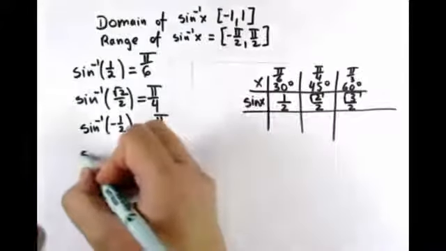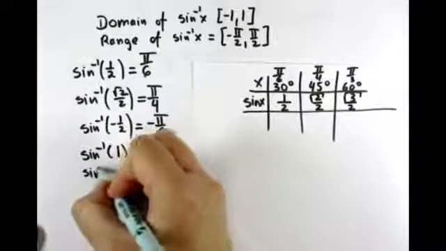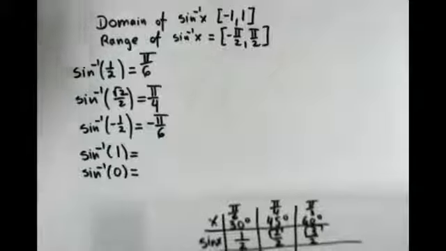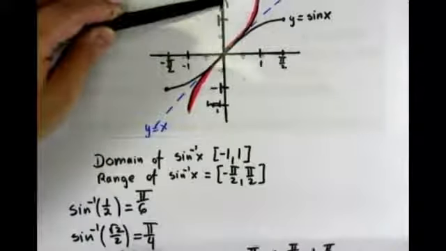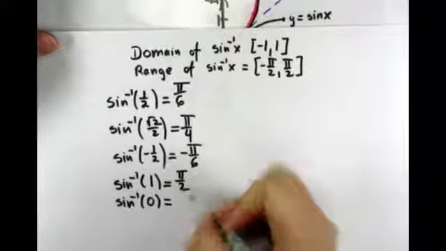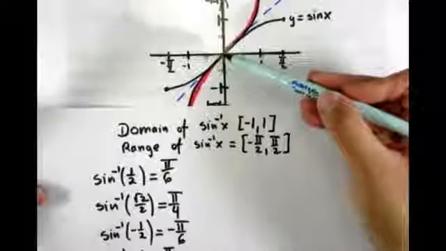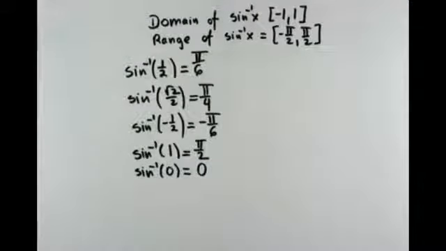And the same for sine inverse of 1 and sine inverse of 0. So sine inverse of 1, we do need to look into the graph. Sine inverse at 1 has the value pi over 2. And sine inverse at 0, the red graph is 0. Sine inverse at 0 is 0.